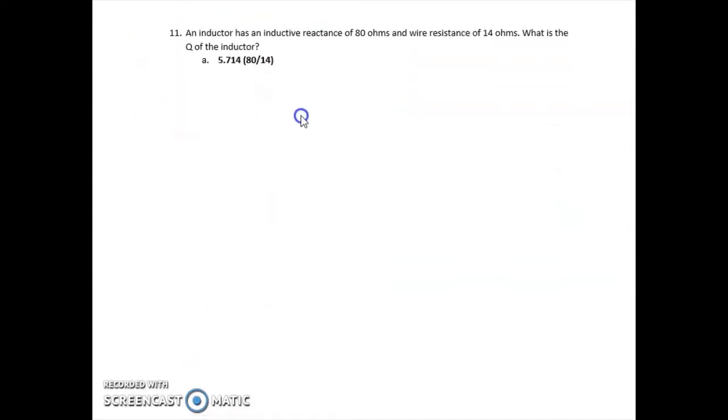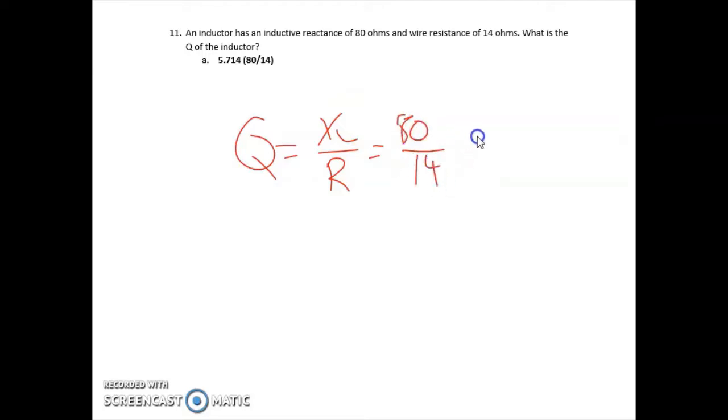Number 11, an inductor has an inductive reactance of 80 ohms and wire resistance of 14 ohms. What is the Q, or the quality, of the inductor? Quality equals inductive reactance over internal resistance equals 80 over 14 equals 5.714.